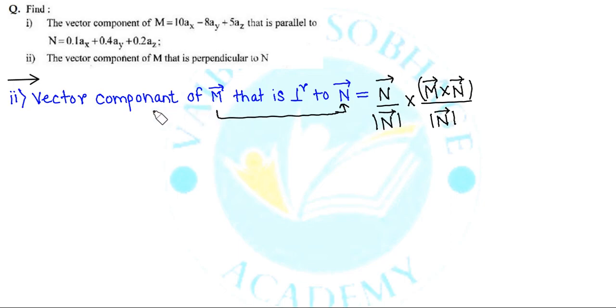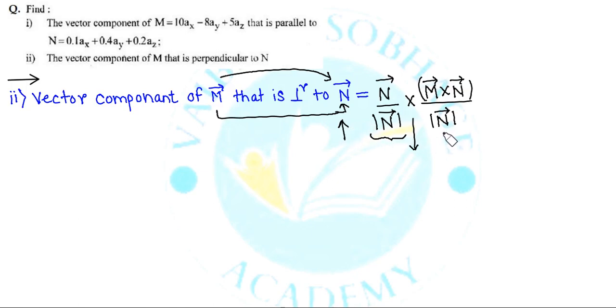Listen again: what is the vector component of vector m which is perpendicular to vector n? Firstly, we have to take the unit vector of your second vector, which we have taken over here as vector n divided by its magnitude. Then we have to take the cross product. This is the second step. We take the cross product between the given two vectors, vector m and vector n, and then divide it again by the magnitude of the second vector. That's what we have done over here.